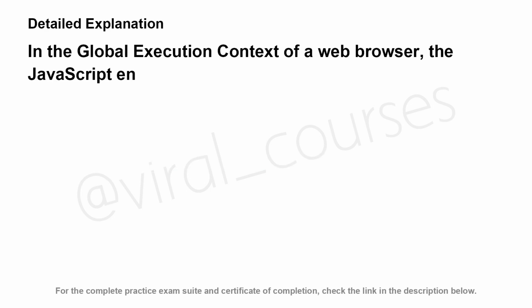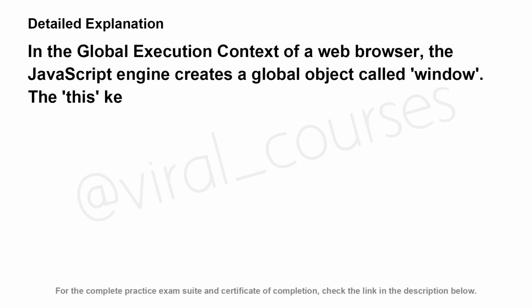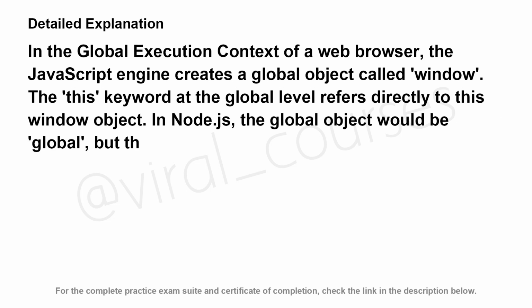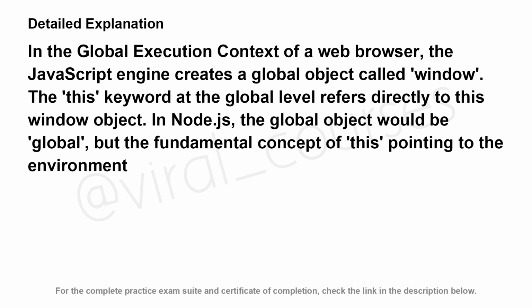In the global execution context of a web browser, the JavaScript engine creates a global object called window. The this keyword at the global level refers directly to this window object. In Node.js, the global object would be global, but the fundamental concept of this pointing to the environment's global object remains.